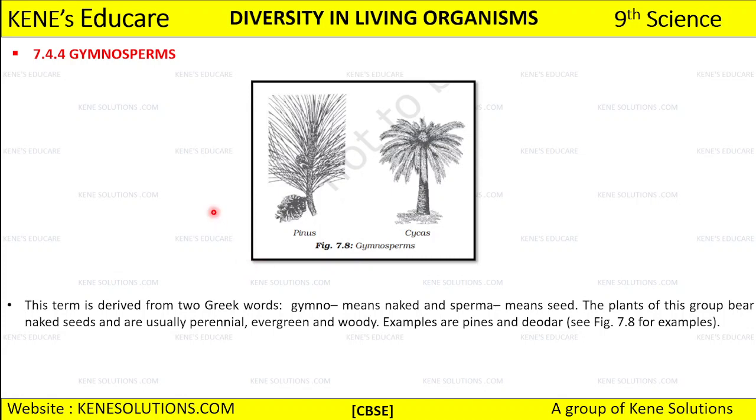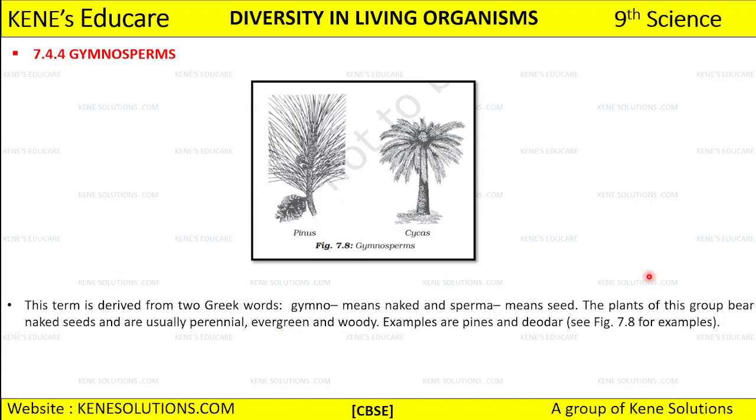So the term gymnosperm is derived from two Greek words. It is derived from two Greek words. Gymno means naked and sperma means seeds. What does it mean? Naked seeds. So gymnosperm means all the plants that have naked seeds are included under gymnosperms.